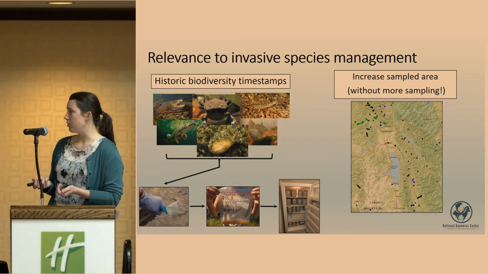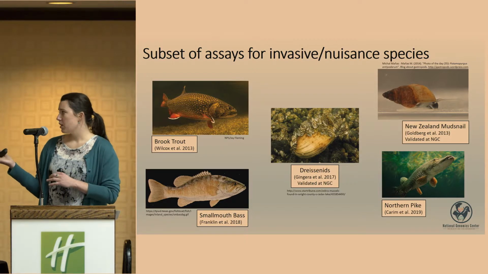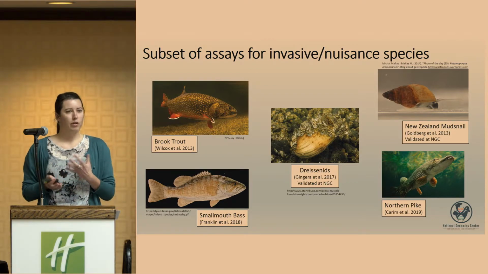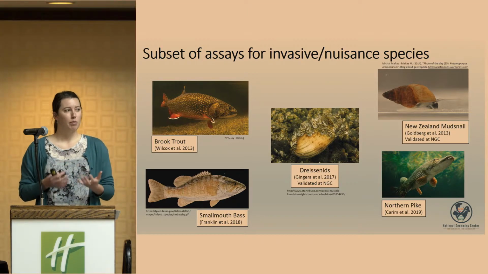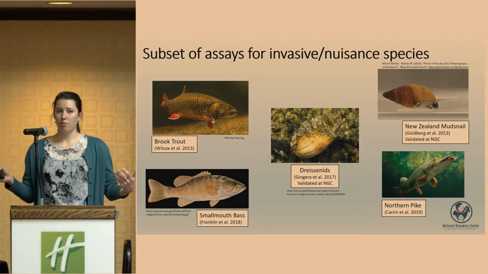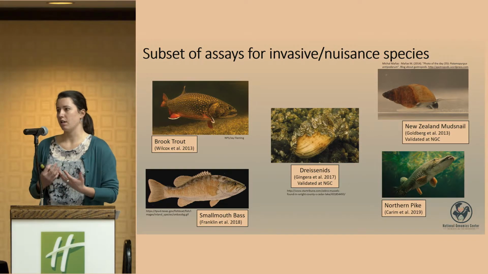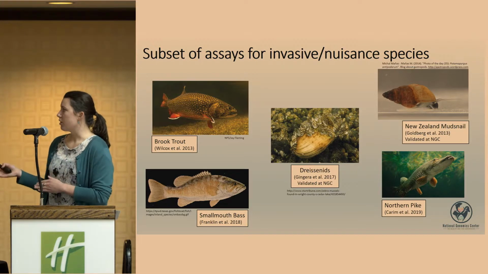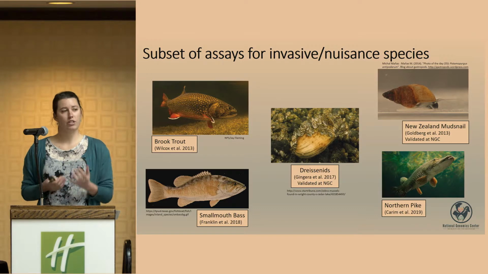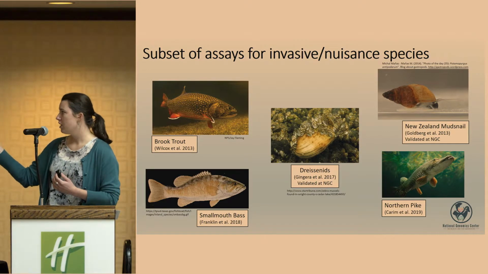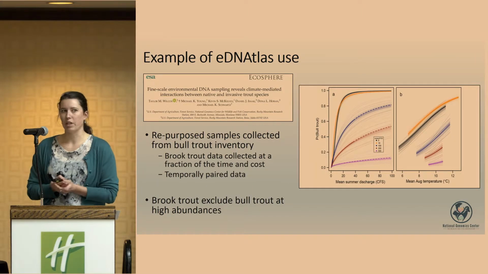You could then, through us, contact those collaborators and potentially test those samples for your species of interest. Of course, to do that, you would need to have an assay built for your species of interest. What I've displayed here is a subset of assays we have for invasive and nuisance species that are particularly relevant here in the Northwest. But like I've been saying, we have a huge number of assays for many things beyond invasive or nuisance species as well. I want to finish off with an example of how the NGC archives has been used in combination with this brook trout assay to just give you an idea of what we can do.